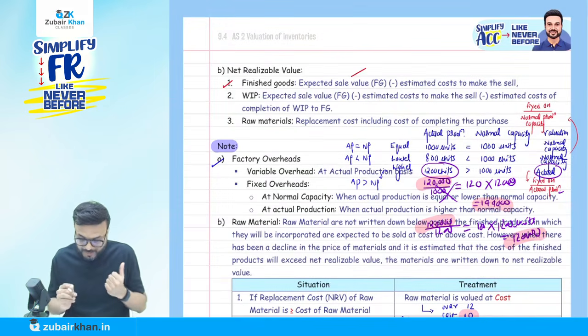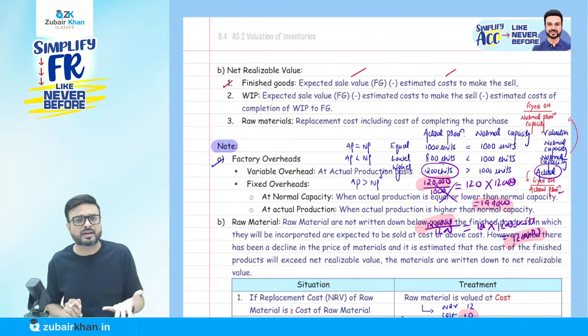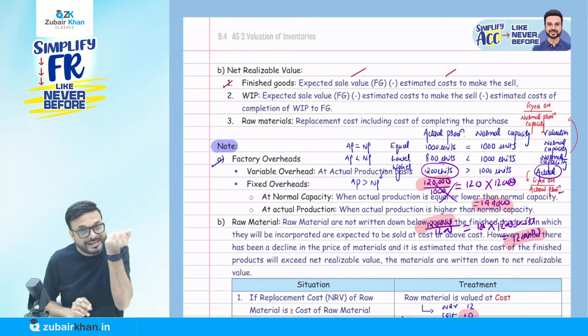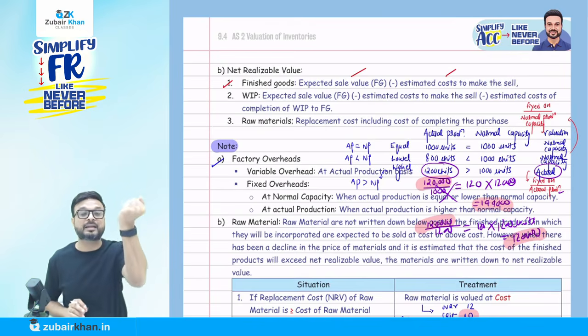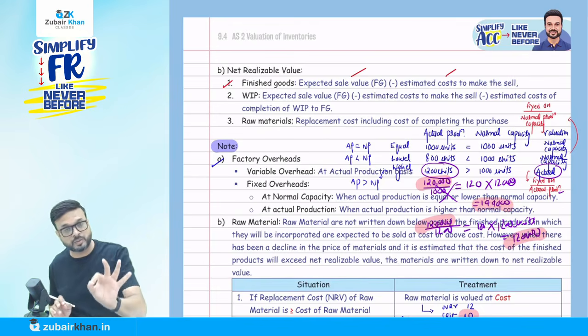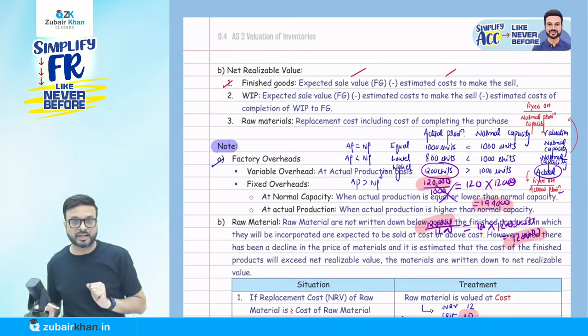So they say expected sale value minus expected cost to make the sale, like the commission. When we do a sale, we have to give the commission. So how much will we get net in hand? That is the net realizable value. So they say expected sale value minus estimated cost to make the sale. Example, commission. So expected sale value minus commission. Okay, I'll just give an example.